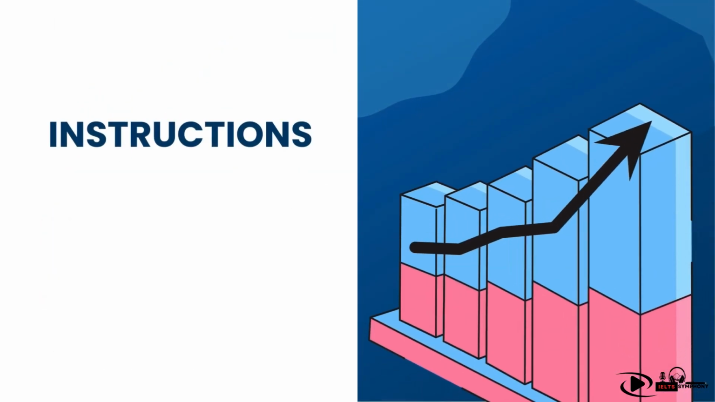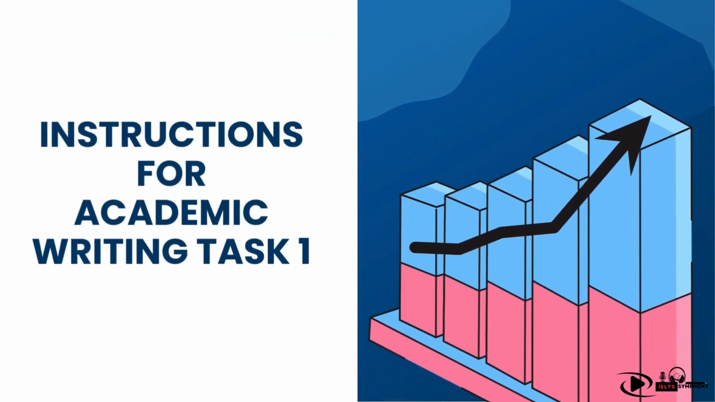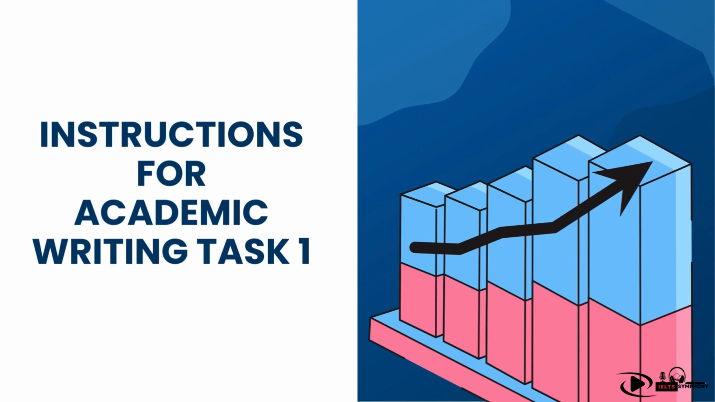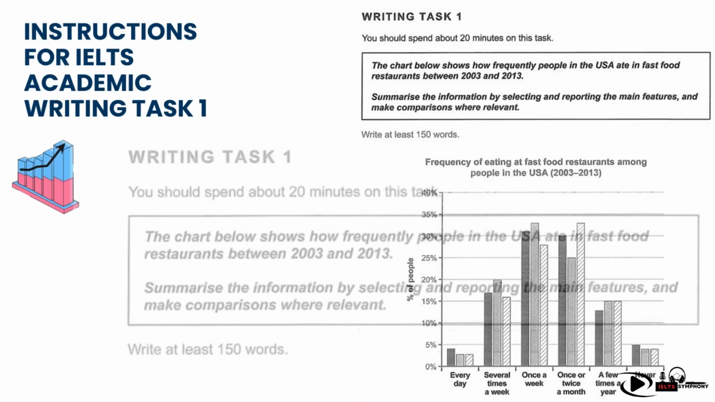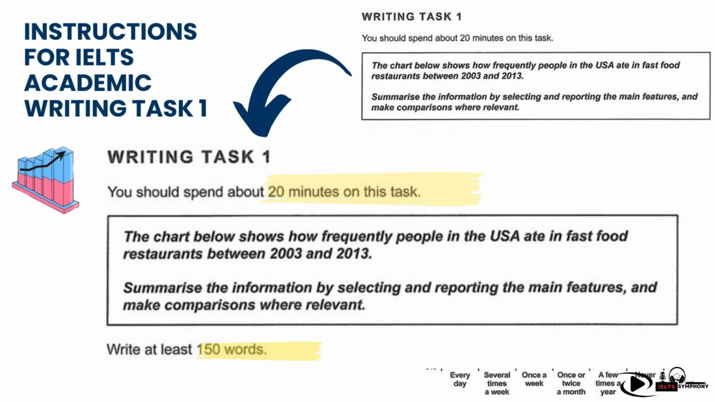Let's break down the instructions for IELTS Academic Writing Task 1 in a logical and cohesive order. 1. Understand the task. You have 20 minutes to write a 150-word description of visual data. Your task is to summarize the information by selecting and reporting the main features and making relevant comparisons. Avoid speculation or giving personal opinions. Stick to analyzing the data and presenting it in an academic style.